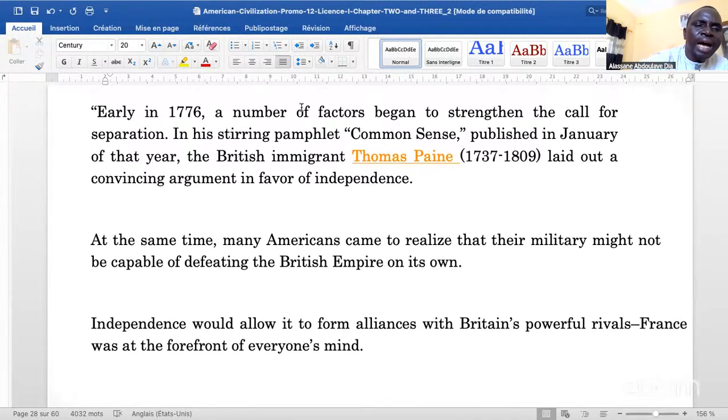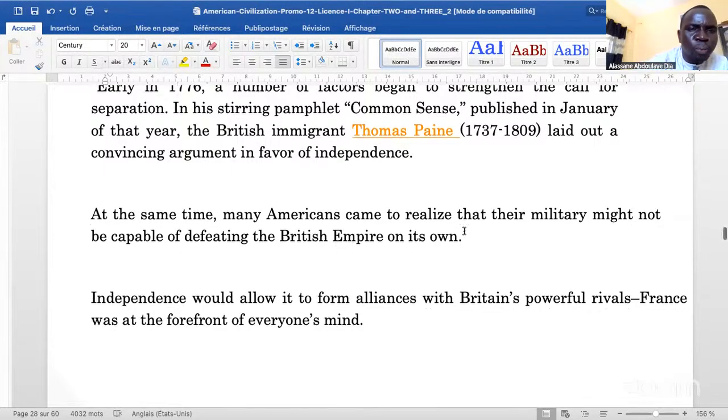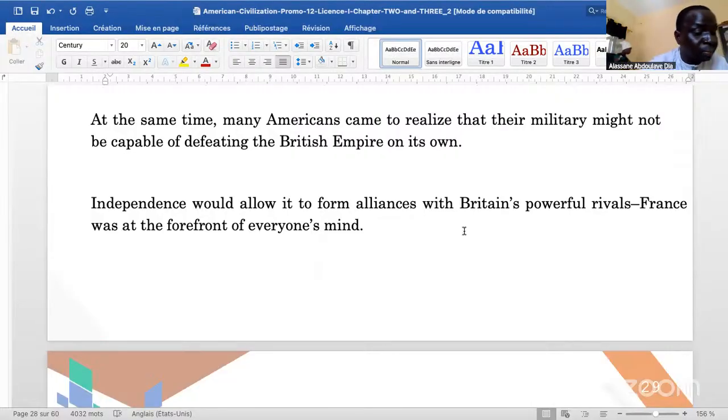So as early as 1776, what happened? A number of factors began to strengthen the call for separation. All right? So it means some writers started supporting the revolution. A writer like Thomas Paine. Thomas Paine wrote a nice pamphlet, a good pamphlet. It is called Common Sense. And in Common Sense, Thomas Paine was explaining to people why it was important and legal and legitimate for them to go and take arms and register to the army.